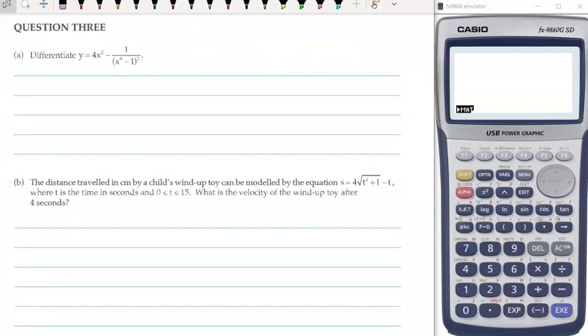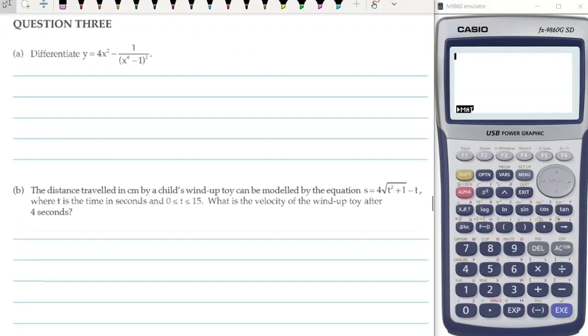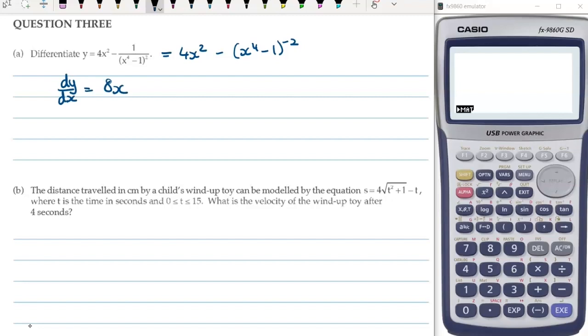Okay, question 3. For question 3a, let's start by rewriting this thing in line, so it's a bit easier to see what we are doing. So that squared on the bottom becomes -2 when we bring it up. So dy by dx will be 8x, and then the -2 times the minus in the front becomes a +2. The bracket gets reduced by 1, so that's a -3. And then it gets times by the derivative of the inside, which is 4x cubed.